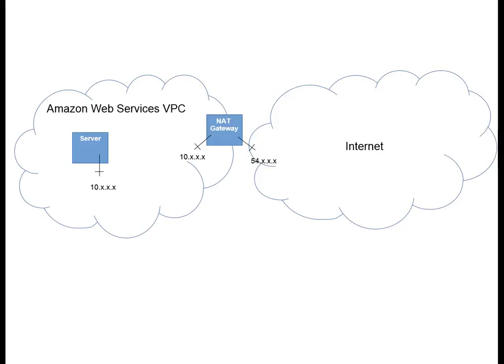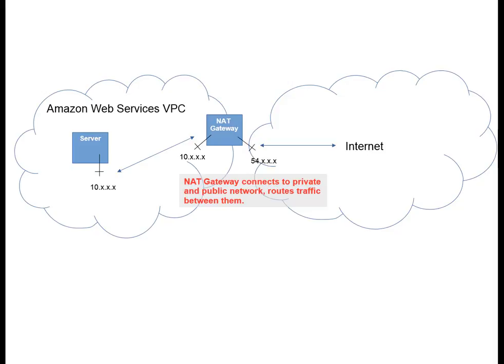On one side, it has a 10 dot address connected to one virtual network card, and on the other side, it has a public routable address connected to the other virtual network card. This allows this server to connect to the internet, assuming the network that the NAT gateway is connecting to on the right-hand side of the diagram also has connectivity to the internet. And so traffic can go back and forth, and the NAT gateway serves as a router between the VPC and the public internet.